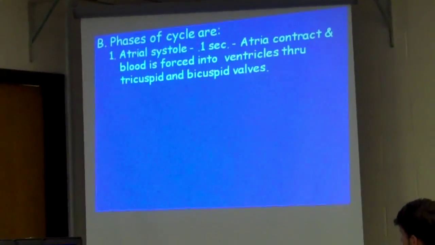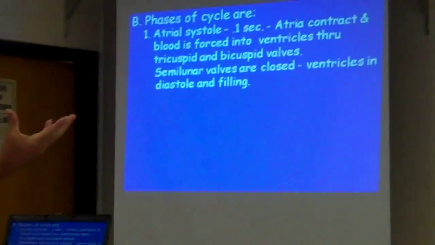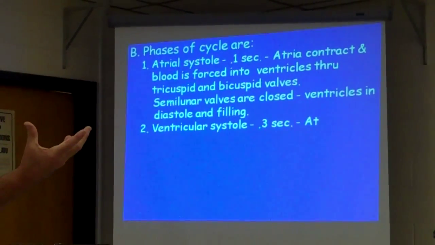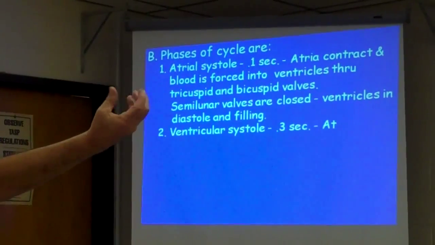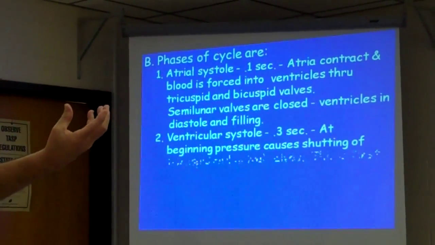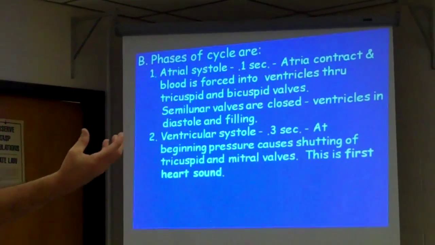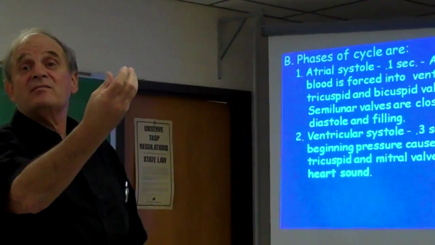All right, so right here, semilunar valves of ventricles in diastole and filling. Now look at this: ventricular systole. At the beginning of systole, the pressure causes the shutting of the AV valves, that's the tricuspid and mitral. Notice in bold print, this is the first heart sound.